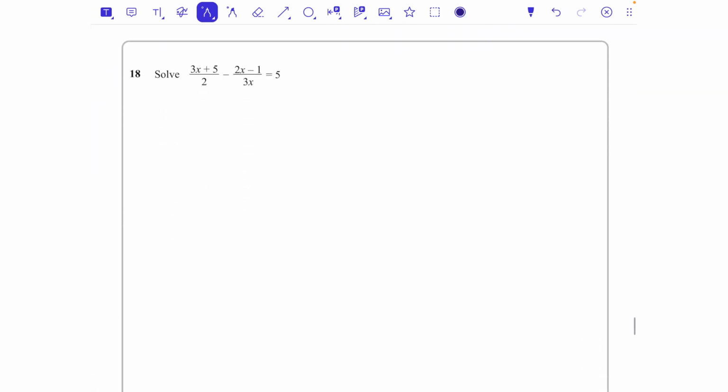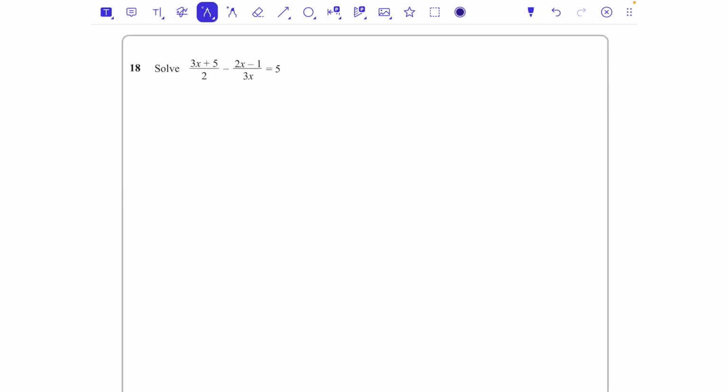Question number 18, solve 3x add 5 all divided by 2 minus 2x minus 1 all divided by 3x equals 5. Now whether you're adding fractions with algebra or numbers, we know that that denominator, adding or subtracting, that denominator needs to be the same.